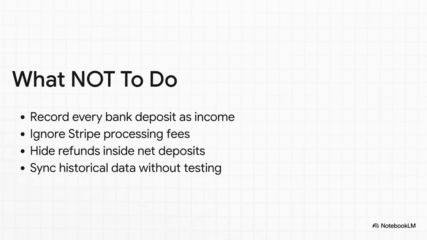And just as importantly, here is a crucial checklist of what not to do. Do not go back to your old ways of recording every bank deposit as raw income. Do not ignore your Stripe processing fees. They are a legitimate business deduction and you want credit for them. Do not let refunds hide inside your net deposits or you're going to overstate your revenue. And as I just mentioned, never, ever sync months of historical data without testing a small batch first. You want to make sure your clearing account bridge is working perfectly before you send heavy traffic over it.